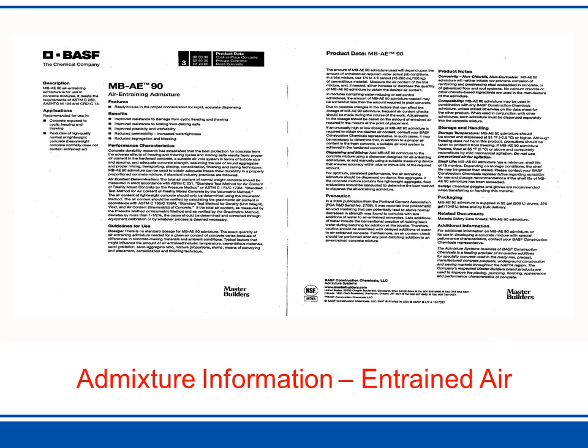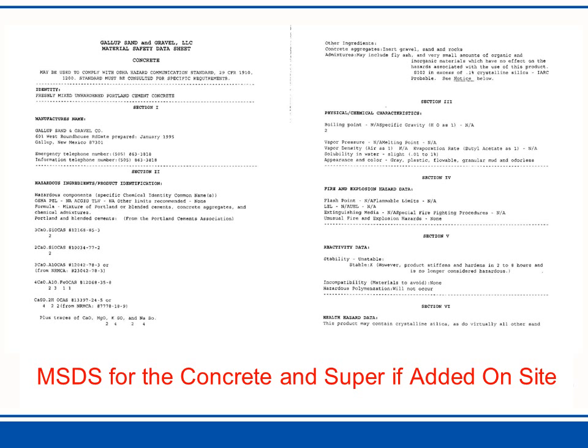But any admixture that you put in, you want to put the admixture information sheet, the data sheet, in the mix design submittal. And then lastly, we would provide an MSDS sheet for the concrete, and along with the super plasticizer if added on the site. This gives the construction people, the project manager on site, or the superintendent, the complete submittal. And if anybody wanted to know an MSDS sheet about the concrete, it would be in the submittal, and the information on the super would also be in that mix design submittal.